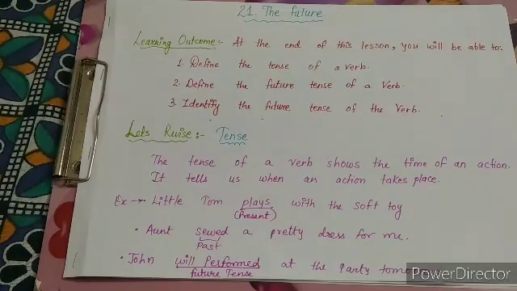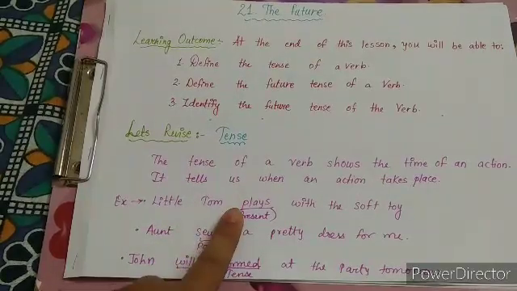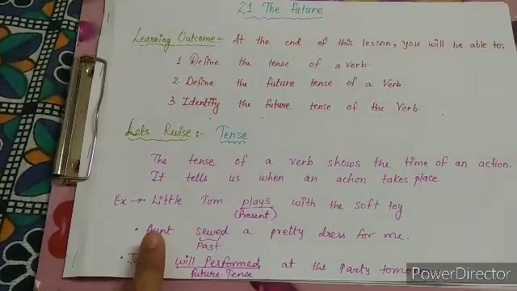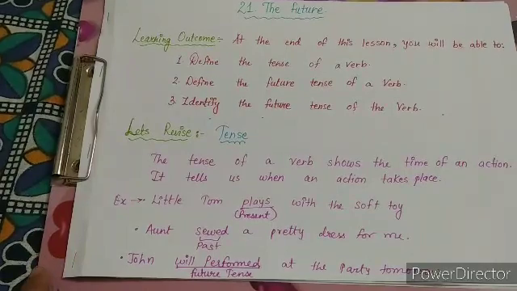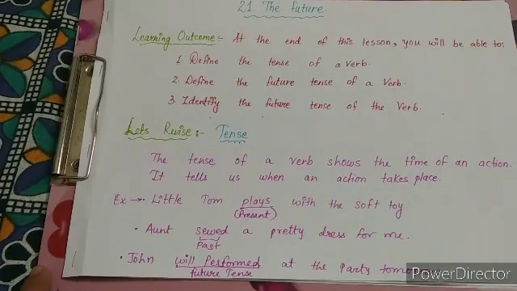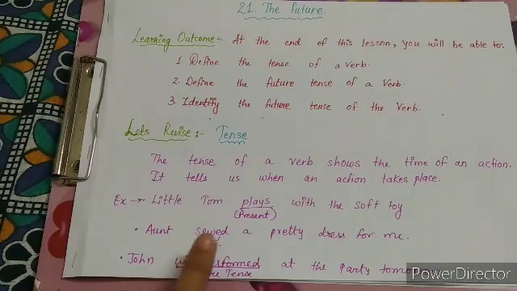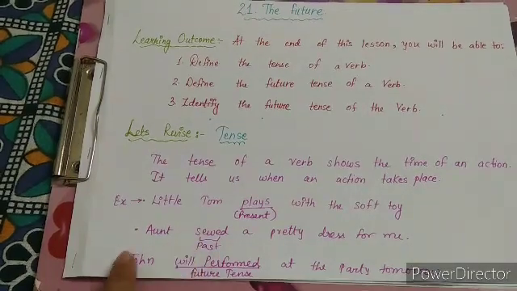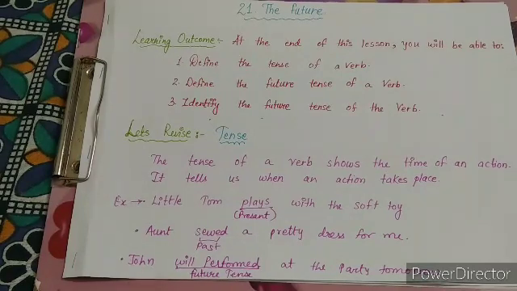Let's see the examples. Little Tom plays with the soft toy. Here plays shows the present tense. Alright, Little Tom is playing with the soft toy right now. That's why it is written plays. Alright, and then Aunt sewed a pretty dress for me. Here sewed shows the past tense. Very good, dear kids. Then let us see the next example.